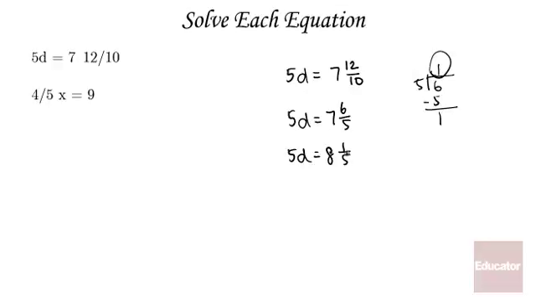Now, to multiply fractions, you need to change any mixed numbers into improper fractions. 8 times 5 is 40, plus 1 is 41. So 5d equals 41 over 5. Now, let's get rid of this 5. The multiplicative inverse of 5 is 1 over 5. You could see this by changing 5 into a fraction. Put it over a 1. The reciprocal, or the multiplicative inverse, is 1 over 5, basically flipping it upside down.